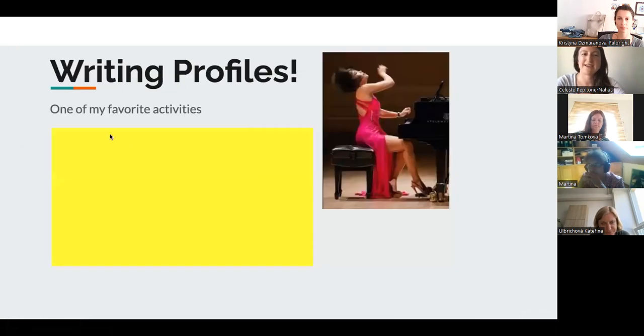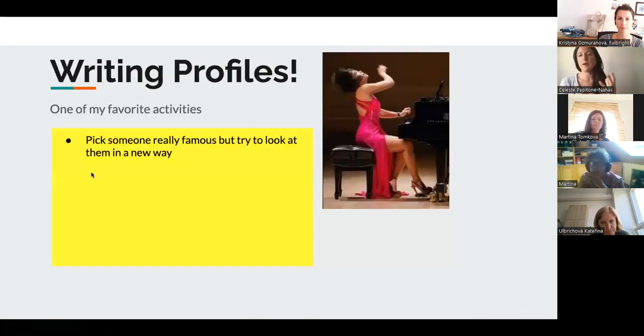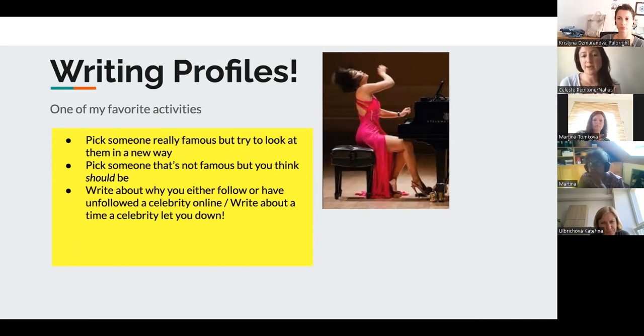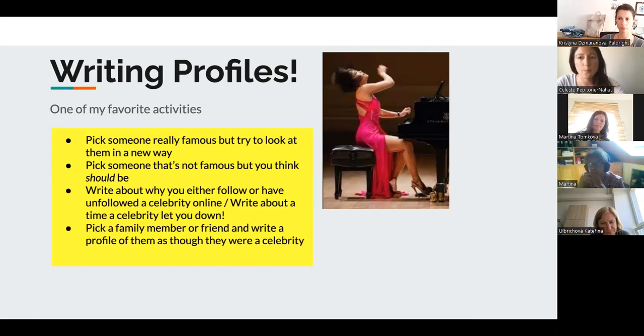So the idea with this is to have students write about someone. A profile is a piece about a person. And it works best if it's about one part of that person's life or the thing that's most interesting about them. So you could have students pick a famous person, but try to look at them in a new way. Or they could pick someone that's not famous, but they think should be. They could pick a celebrity that they follow online or have unfollowed. Or they could write about someone they know in real life. And I like to share examples that I've written with students. So I had written a short text about this virtuoso pianist, Yu Wang, and I generally share a portion of it to show that I'm doing this activity with you.